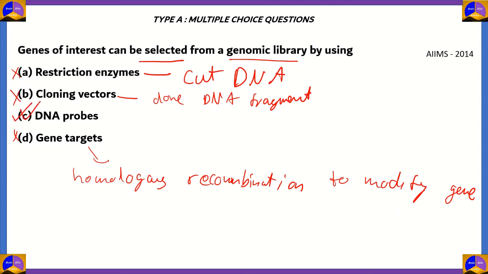The right answer is option C, DNA probes. So what does a probe do? It goes and finds a particular signal. So in a genomic library, if you want to get a gene of interest, you have to select a gene of interest by using DNA probes. And that's why option C is the correct option.